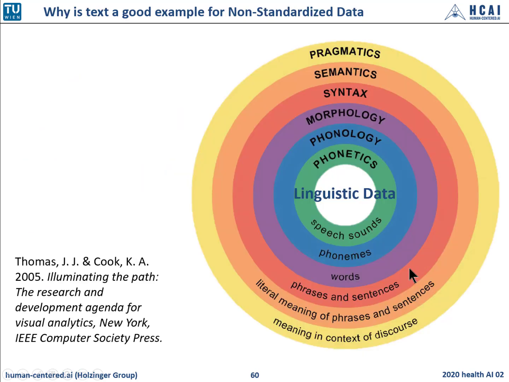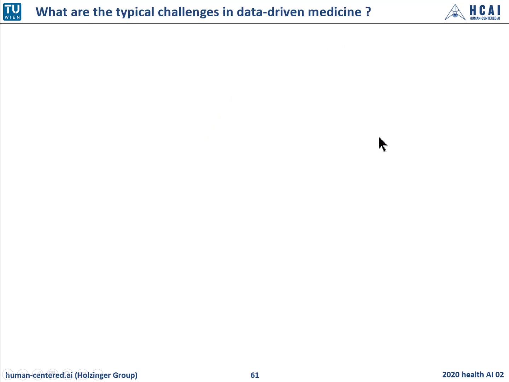Why is text a good example for non-standardized data? Because text is at the core of linguistic data. It contains speech sounds, phonemes, words, phrases, sentences, the literal meaning of phrases and sentences, and then the meaning in context of a discourse. This is called pragmatics, and it is not standardized at all, because we can use words in completely different meanings, and this does not even include emotional expression. So this is really very, very difficult for computers.